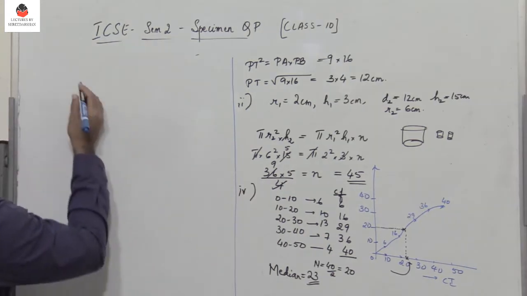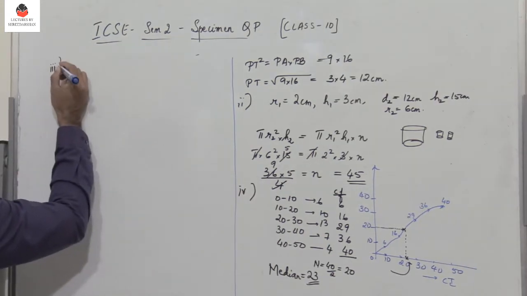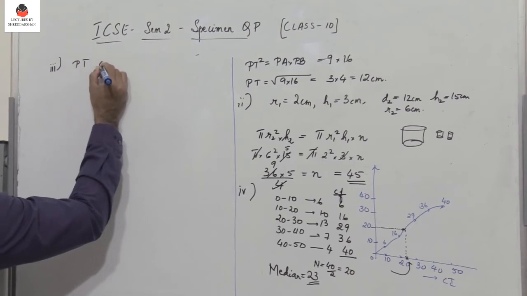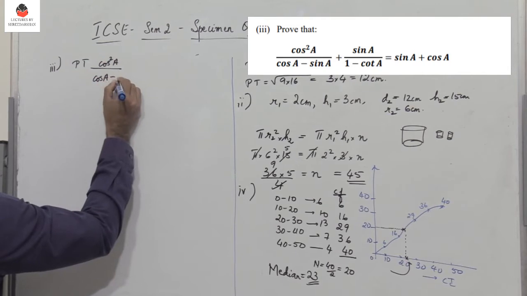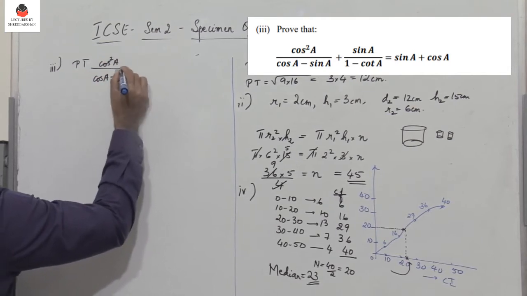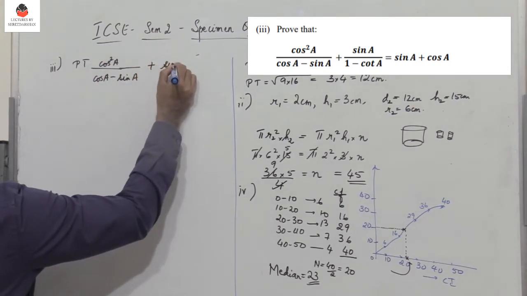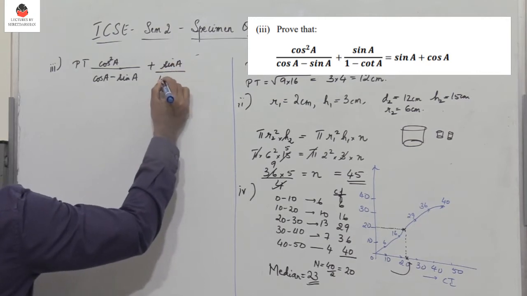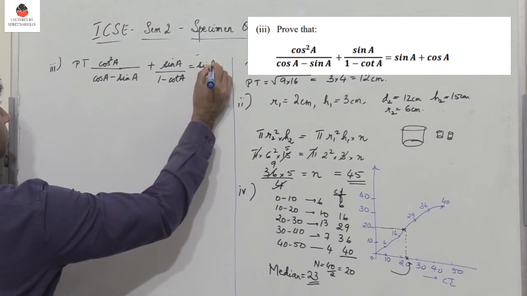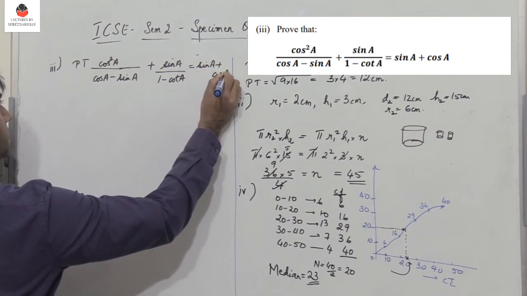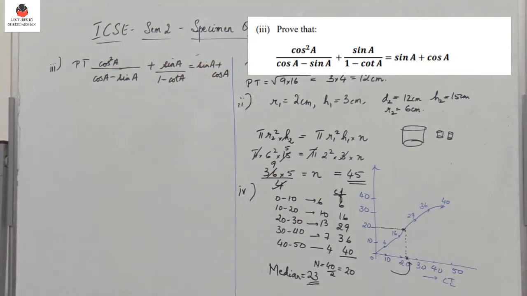This was actually the fourth one. I had missed out the third one. So let's solve it now. Prove that cos square A divided by cos A minus sine A plus sine A divided by 1 minus cot A is equal to sine A plus cos A. It's a very simple problem.